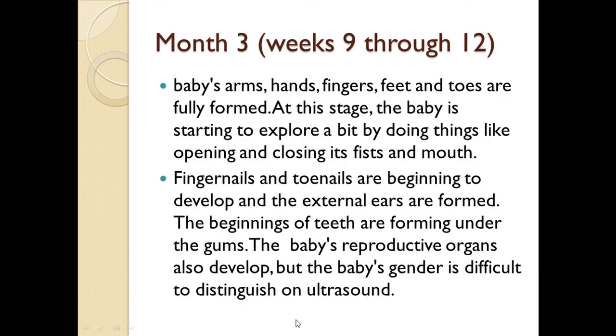In the third month, the baby's arms, hands, fingers, feet and toes are fully formed. At this stage, the baby is starting to explore a bit by doing things like opening and closing its fists and mouth. Its fingernails and toenails are beginning to develop and the external ears are also formed. The beginnings of teeth are formed under the gums. The baby's reproductive organs also develop, but it's difficult to distinguish the gender of the baby on ultrasound.